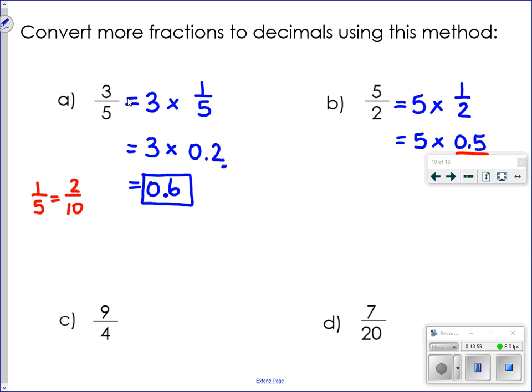Okay, so if we have 5 times 5/10, I got 5 times 5, that's 25. Now, where does my decimal go in that number? How many digits are in the decimal places in the question? Right here. I have 1 digit in the decimal places, so in my answer I need 1 digit in the decimal places, so my decimal has to go there then. 2.5.